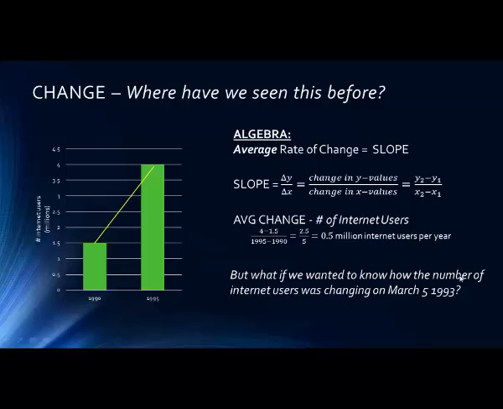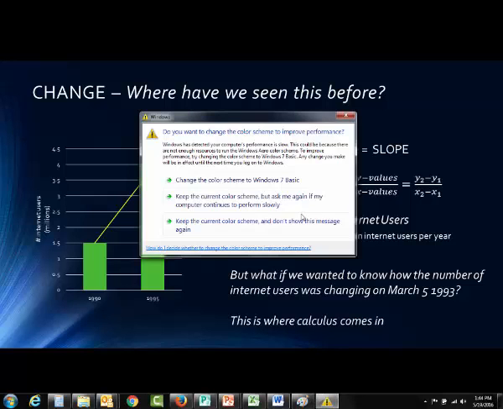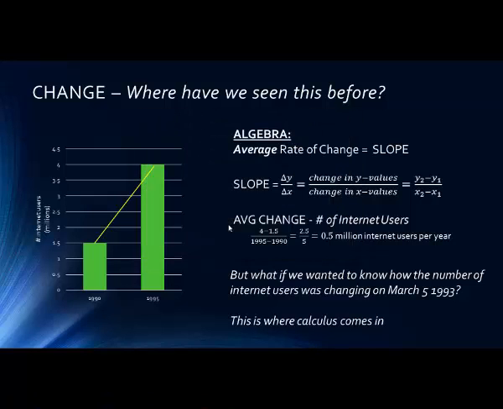Again, that's fine, but what if we wanted to know how the number of internet users was changing on a specific date, for example, March 5th, 1993? Again, what we're looking for is an instantaneous rate of change, and that's where the calculus comes in.